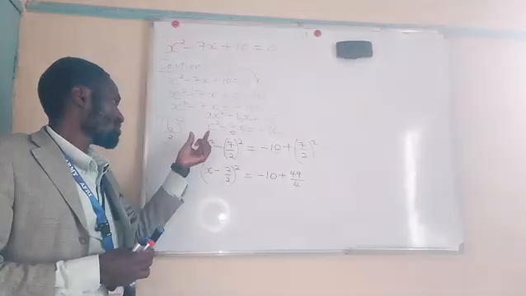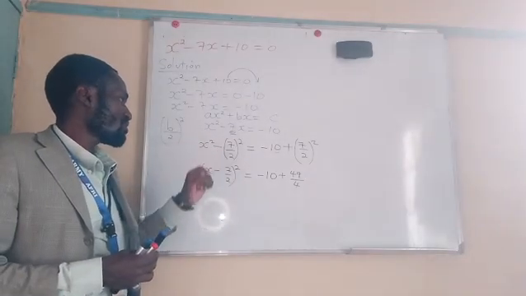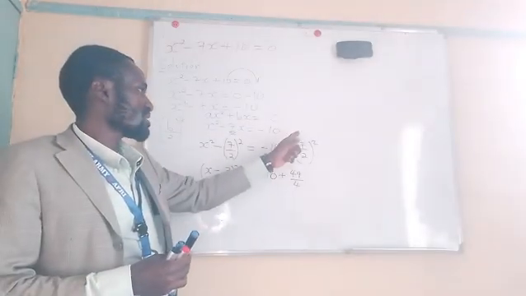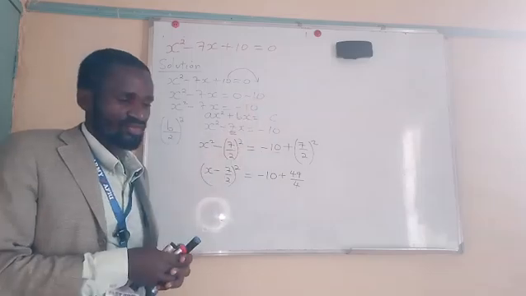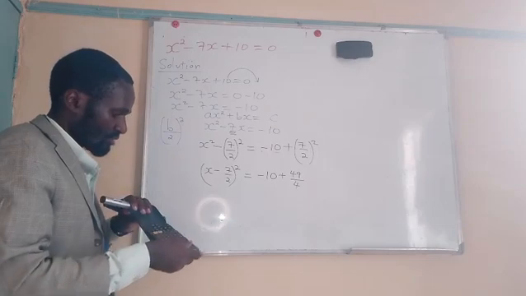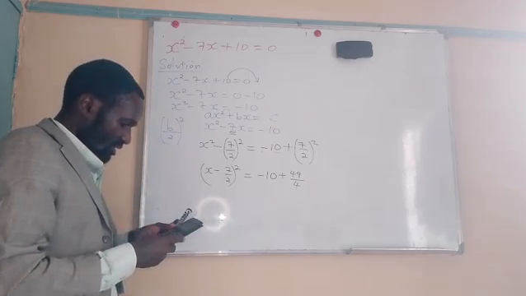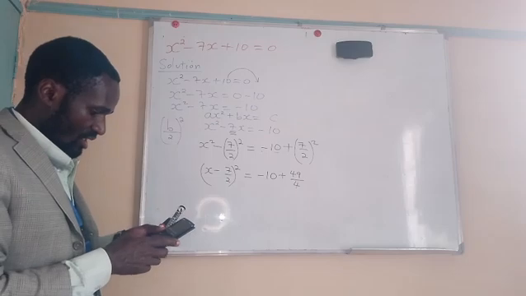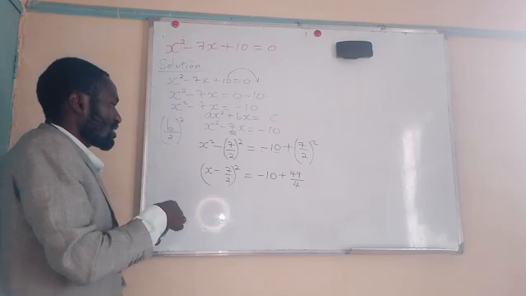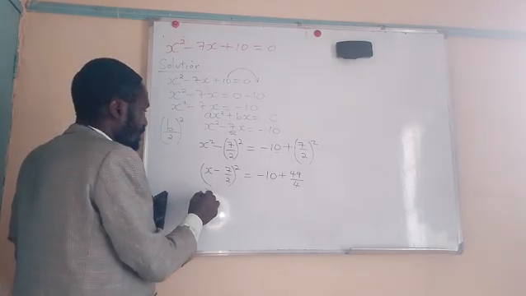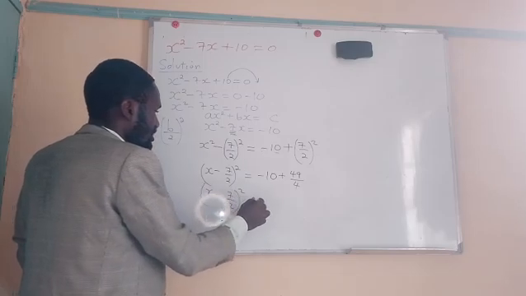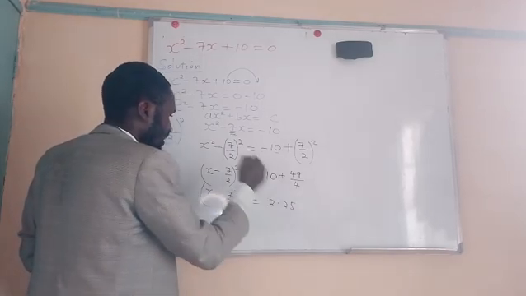So we shall have x squared minus 7 over 2 squared. When combined, we shall have x minus 7 over 2 squared. That must be equal to negative 10 plus 7 squared, 49, 2 squared, that is 4. So let's get the answer to this part. That is negative 10 plus 49 over 4. That gives us 2.25. So I'll proceed then have x minus 7 over 2 squared. The answer must be equal to 2.25.